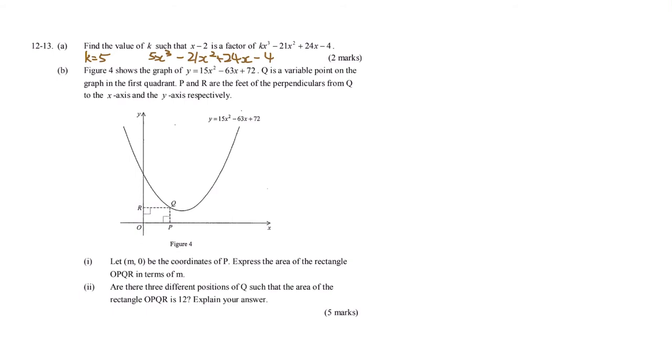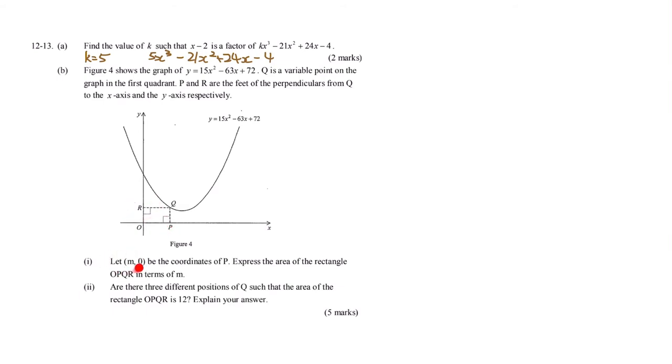Next you are given the graph of y equals 15x squared minus 63x plus 72. You see a square here, so this is a parabola equation, happy face, unhappy face types of things. And then Q is a variable point on the graph in the first quadrant, so Q is here, it could be different. And then P and R are on the x-axis and y-axis.